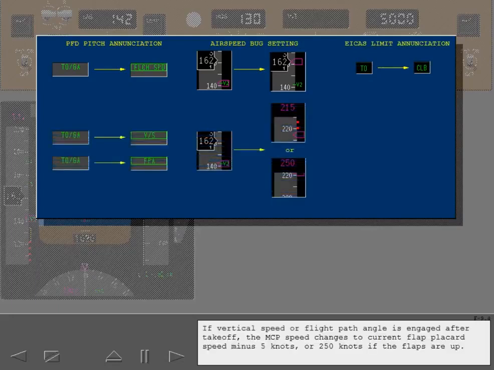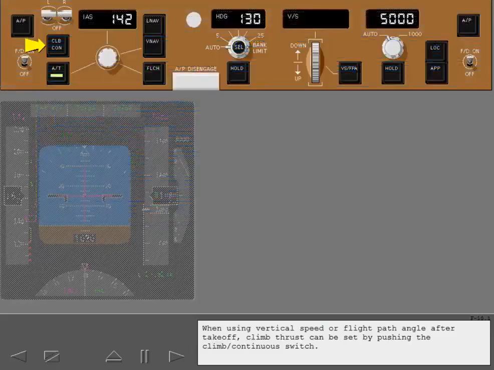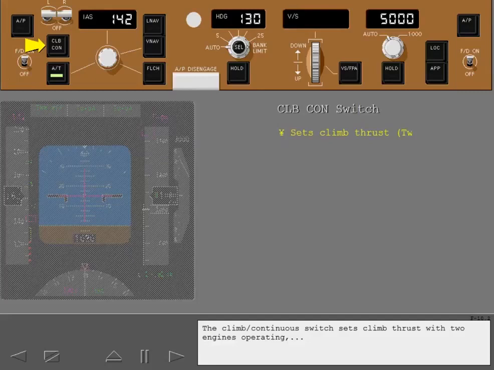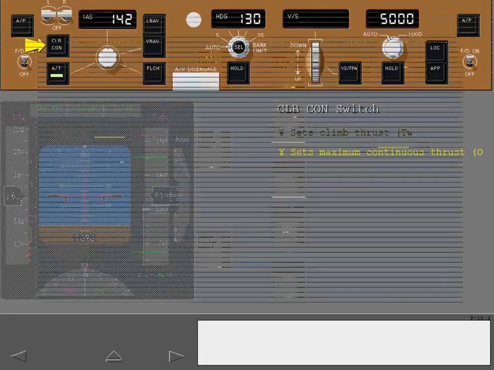If vertical speed or flight path angle is engaged after takeoff, the MCP speed changes to current flap placard speed minus 5 knots or 250 knots if the flaps are up. The thrust limit does not change. When using vertical speed or flight path angle after takeoff, climb thrust can be set. The climb continuous switch sets climb thrust with 2 engines operating and maximum continuous thrust with 1 engine operating.